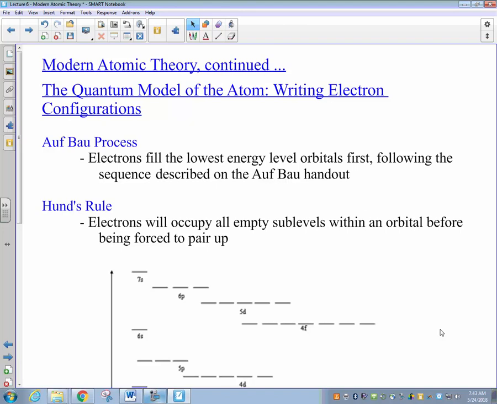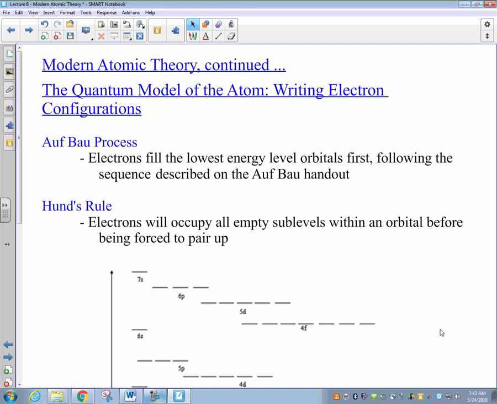When we are filling orbitals in an atom with electrons, the electrons are always going to fill the lowest energy level orbitals first, following a sequence which is described on the handout of the Aufbau process which you've received in class. So please make sure, as you're going through the remainder of this lecture, that you have out that handout as well as your periodic tables. We'll use both those materials to come to an understanding about how this electron filling process works for writing electron configurations.